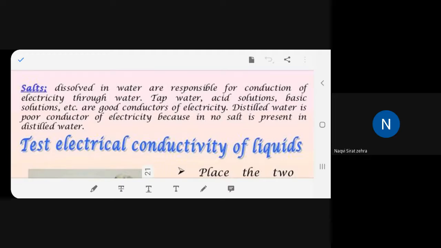We also know that salts dissolved in water can conduct electricity. Generally, tap water has certain chemicals, salts, and minerals in it. Acid solutions and basic solutions are good conductors of electricity. Distilled water, which is actually pure water, which is used in injections in hospitals, does not have any salt in it, so it is a very poor conductor of electricity.